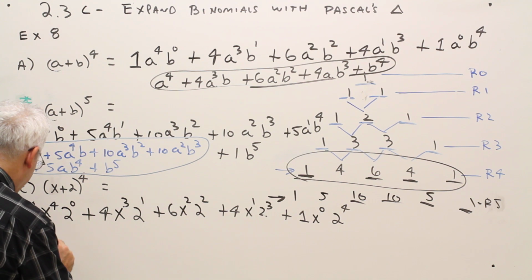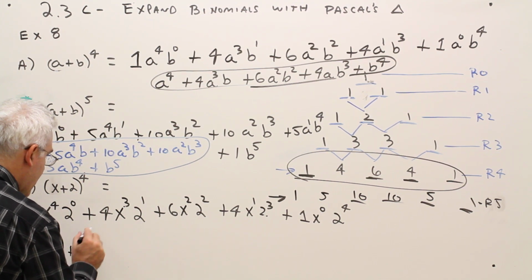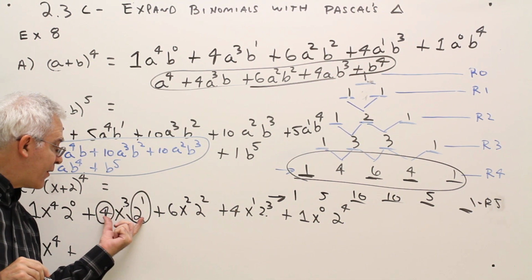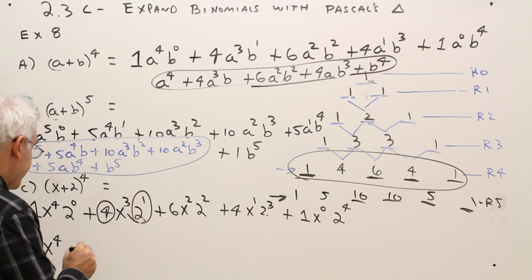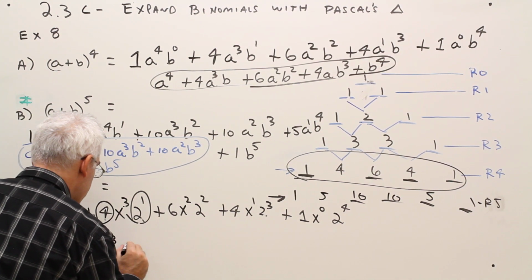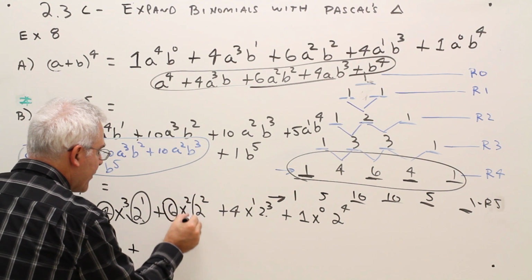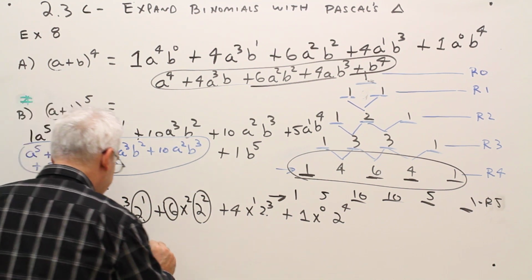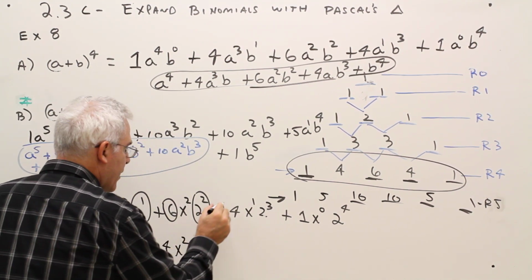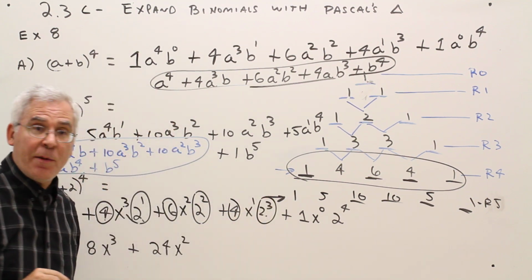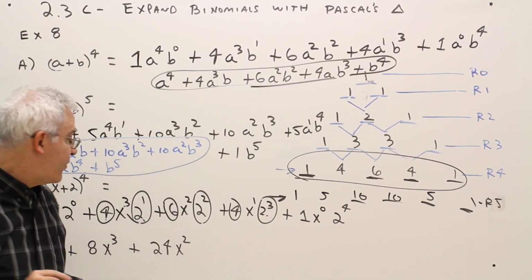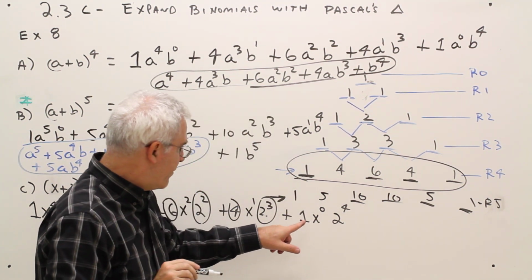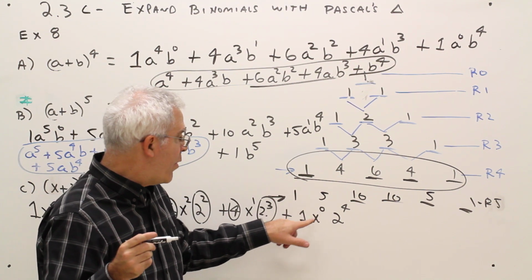So this is just an x to the 4th. Now this is the number 4, and that's the number 2, and 4 times 2 makes 8. This is the number 6, and this is the number 4. 6 times 4 makes 24. This is the number 4. This is the number 8. 4 times 8 makes 32. And then x to the 0 is 1, goes away. 1 times 1 is 1.